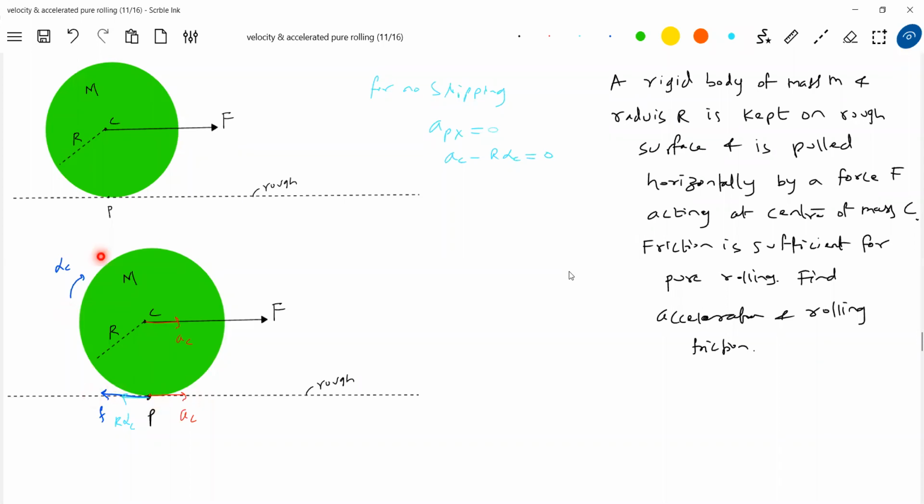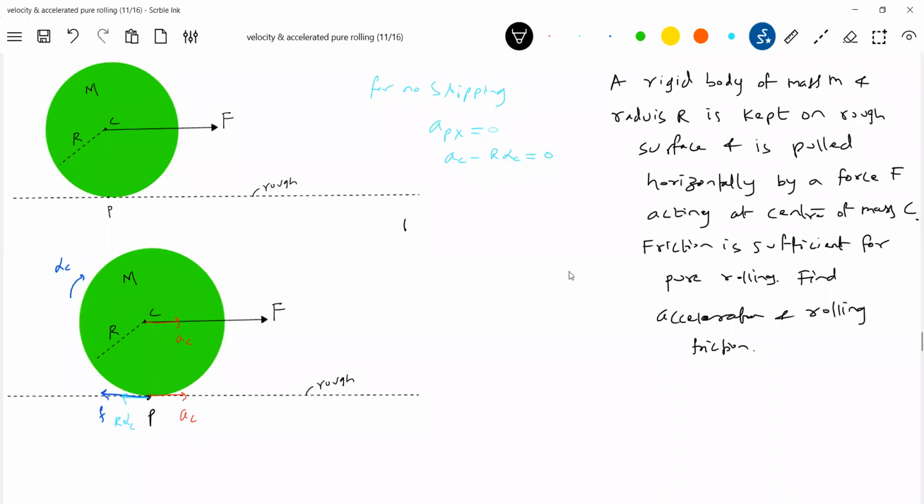This friction will set up a torque, and it sets up angular acceleration. Because of angular acceleration, there will be tangential acceleration, that is R alpha_C. Then for no slipping, the acceleration of point P along the x-axis must be 0. This is the condition. Then what are the equations?